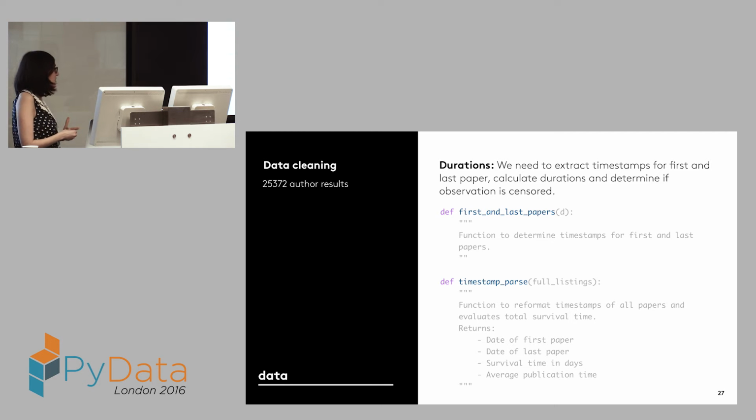So I realized that actually there's times in which people go over a year and a half without publishing. So then I had to allow for some time to be able to decide, oh, this guy has definitely churned from academia or hasn't. So I decided January 2015 to give me some wiggle room for the 2015 period in case they would publish something that year or they haven't published something just beforehand. And then, of course, I also parsed all the timestamps so I could extract the date of first paper, date of last paper, survival time in days, and average publication time.